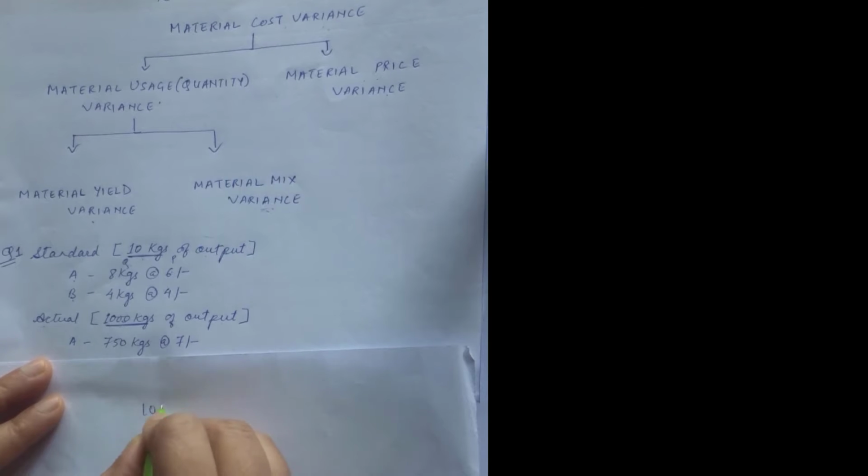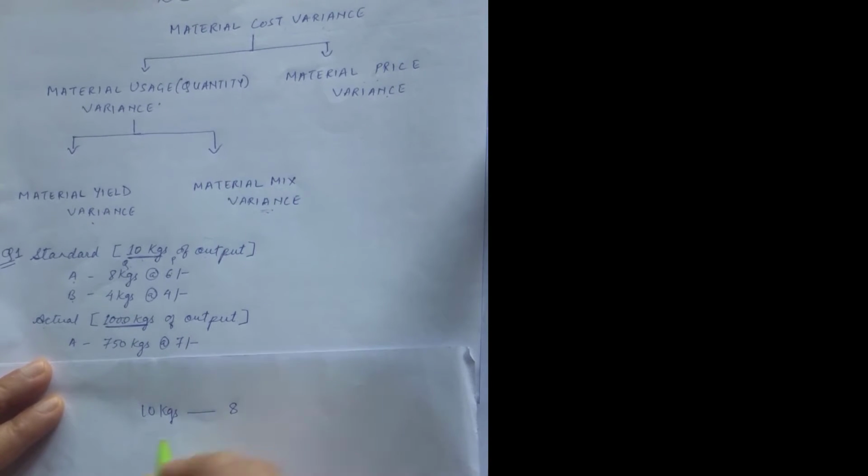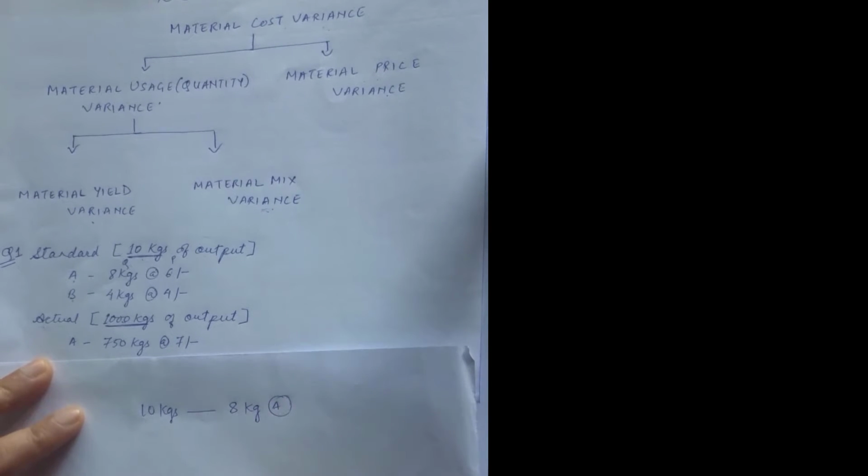For 10 kgs of output, 8 kg of material A is required. Now if 1000 kg have to be produced, how much material A will be required? 8 divided by 10 into 1000, so we get 800 kgs. Same way for B: for producing 10 kgs, 4 kg was required. For 1000 kgs, 4 divided by 10 into 1000, that is 400 kgs.